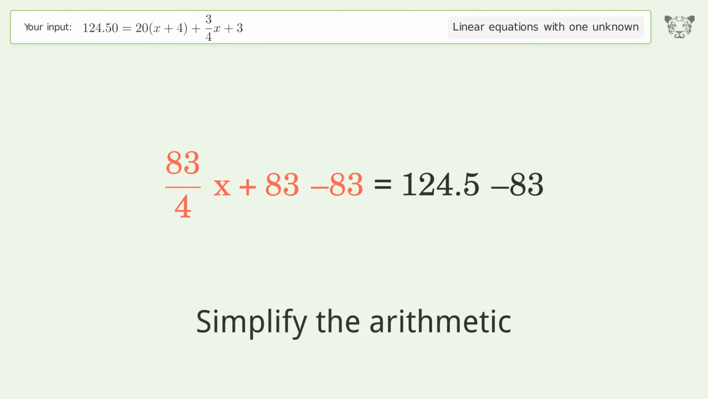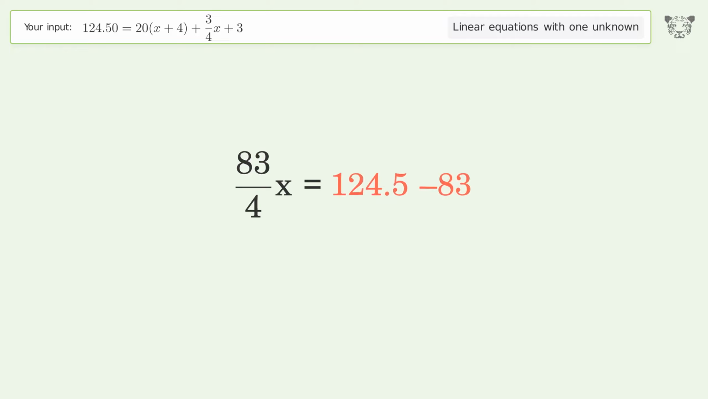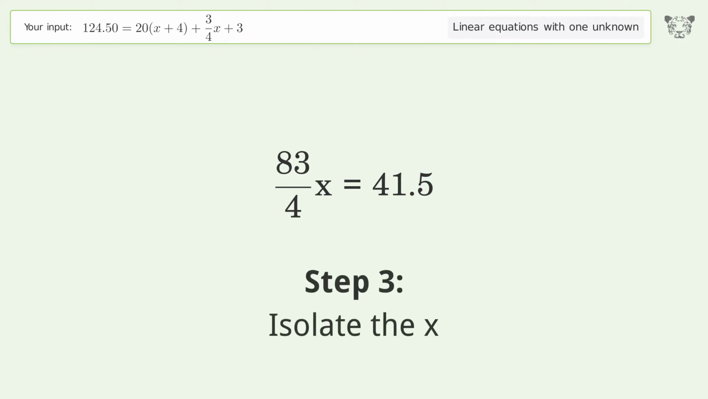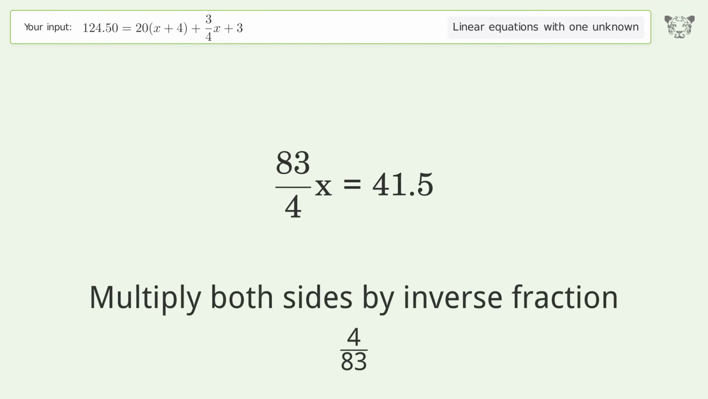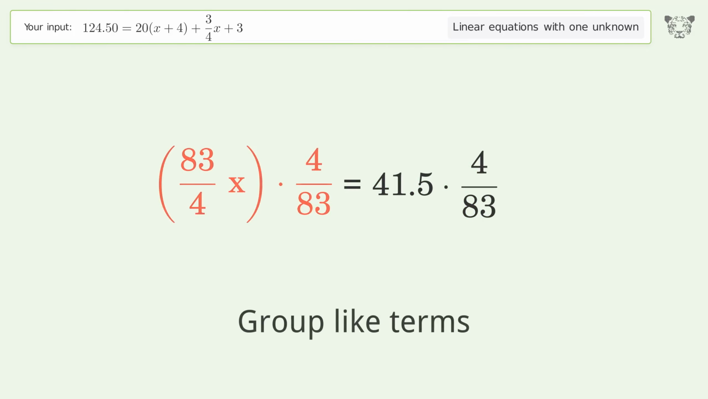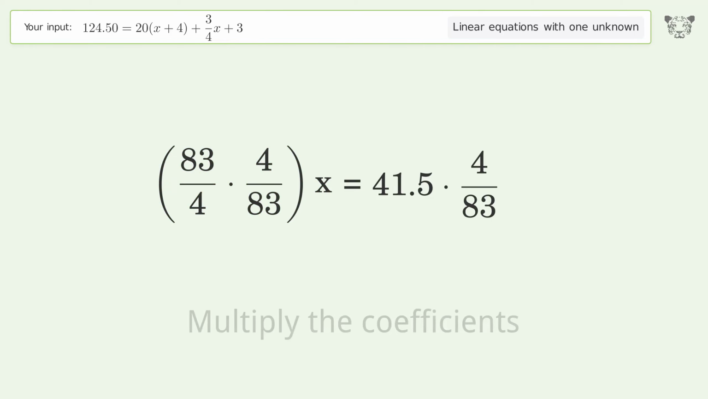Simplify the arithmetic. Isolate the x. Multiply both sides by inverse fraction 4 over 83. Group like terms. Multiply the coefficients.